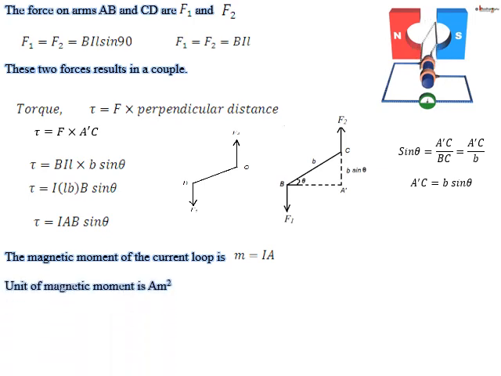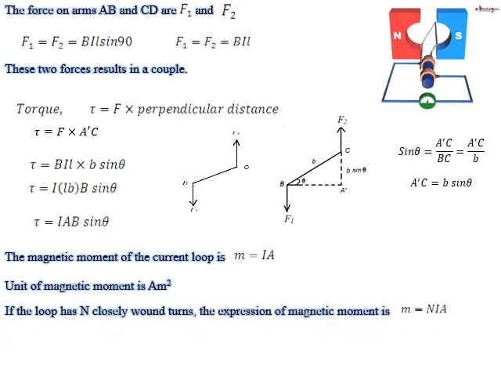So small letter m is equal to I into A. The I value is current, so current's SI unit is ampere. Area's SI unit is meter square. Therefore, magnetic moment has the SI unit ampere meter square. If there are N number of loops or N number of turns in that coil, then the expression for magnetic moment m will be NIA, because N turns into I into A. And our torque equation becomes NIAB sin theta if there are N turns in the coil.